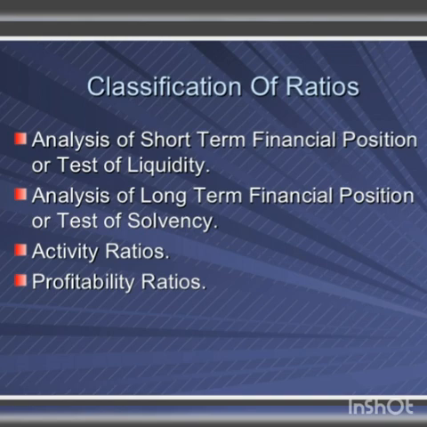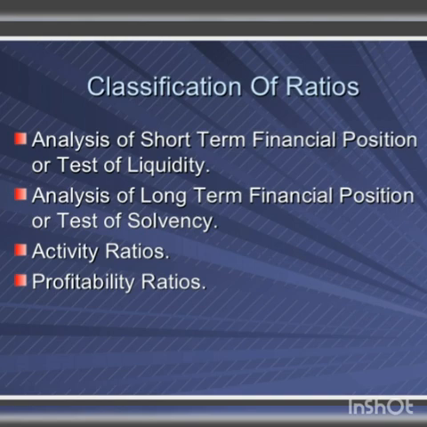Next is activity or turnover or efficiency ratios. Activity ratios are calculated to measure the efficiency of operation of business based on effective utilization of resources. Example, inventory turnover ratio, account receivable turnover ratio, account payable turnover ratio, and working capital turnover ratios.